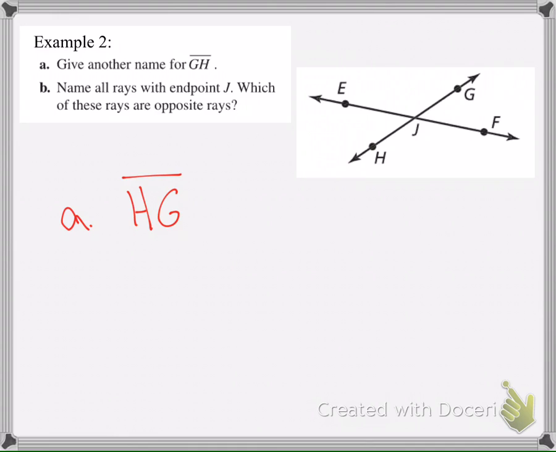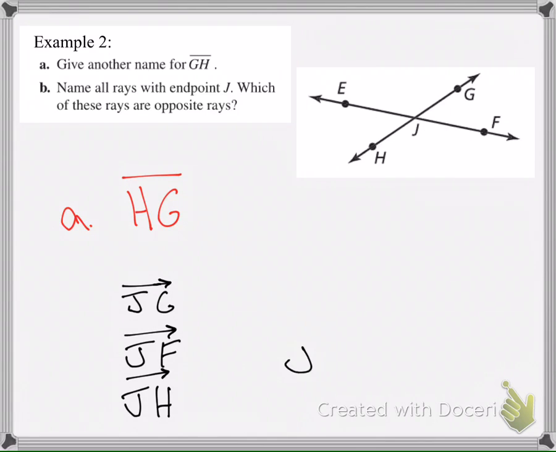So I could start here at J, and I could go to G. So I could do ray JG. I could go J and go to F, so I could have ray JF. I could start at J and go towards H, so I could have ray JH. And then I could start at J and go to E, so I could have ray JE.